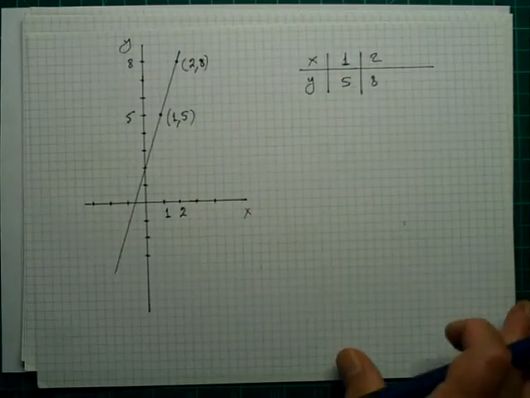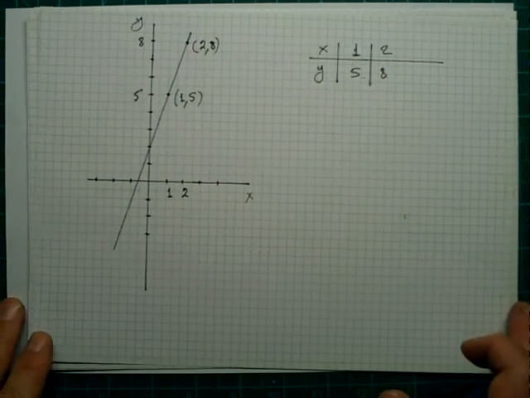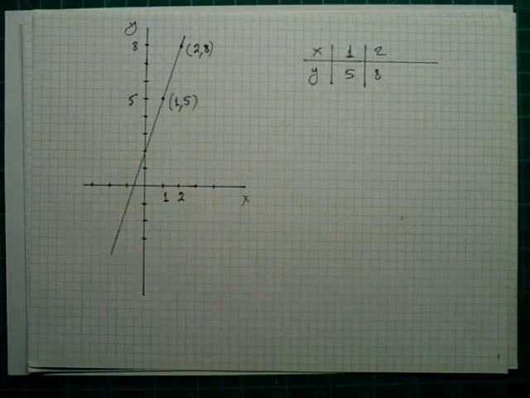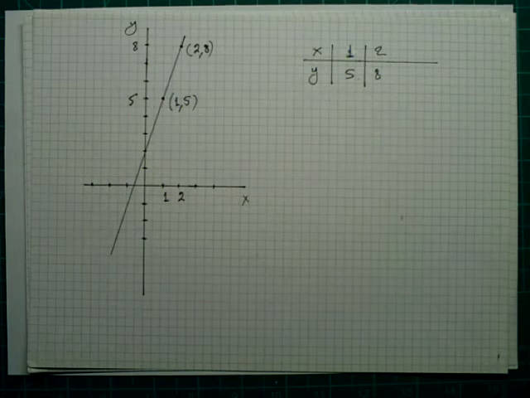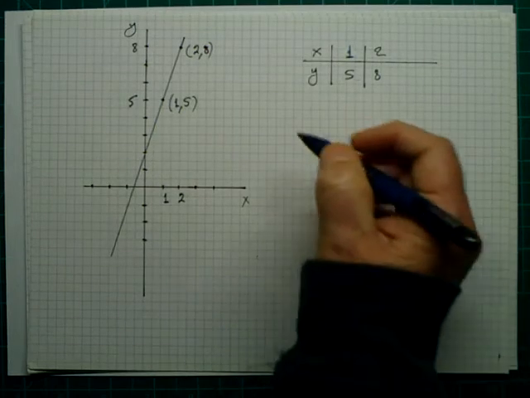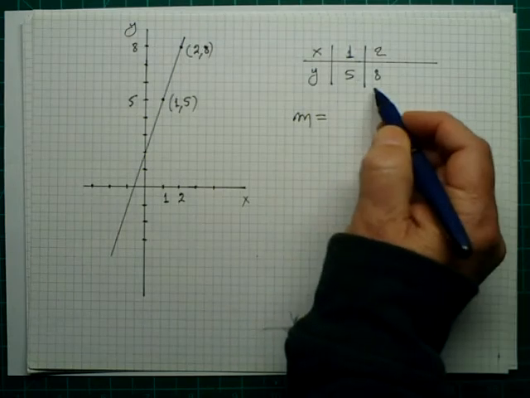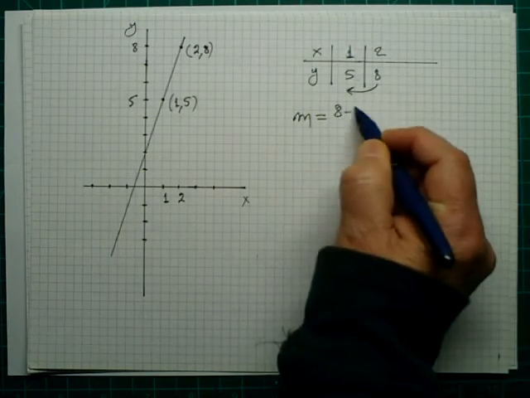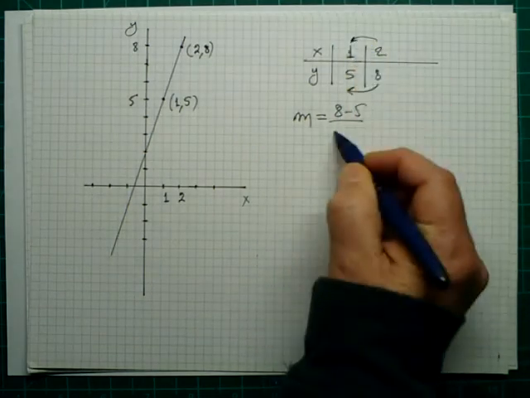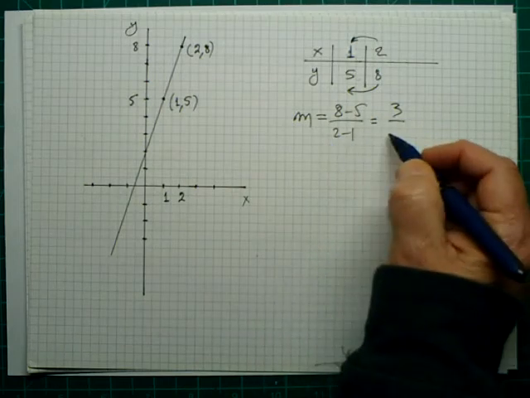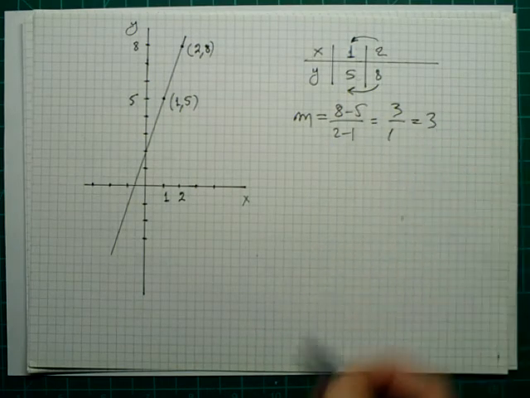So now let's do some exercises. In this case we have the graph of the line, and what we want is to find its equation. The first thing we can do is to find the slope of this line. The slope is 8 minus 5 over 2 minus 1. 8 minus 5 is 3. 2 minus 1 gives 1. So the slope is 3.